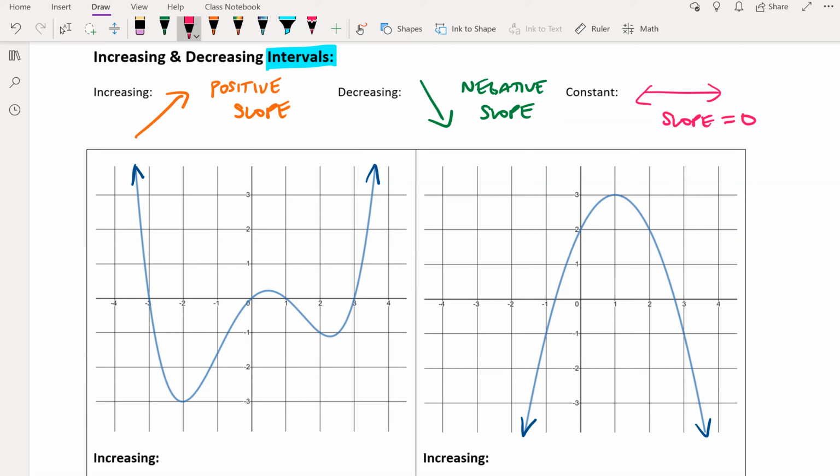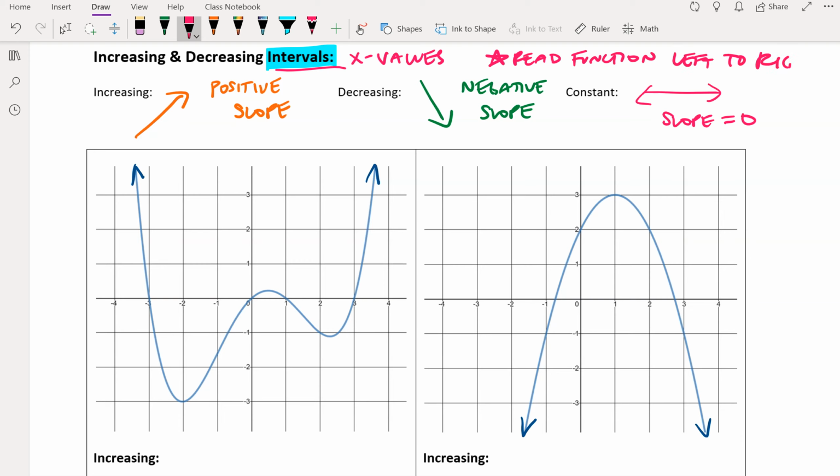I want you to make a note to yourself. Intervals means x values. We're going to write the x values on which our functions are increasing and decreasing. Okay, so the first thing I'm going to do is draw little arrows on my function. Oh, remember to read your function left to right. So put a little note, read function left to right.